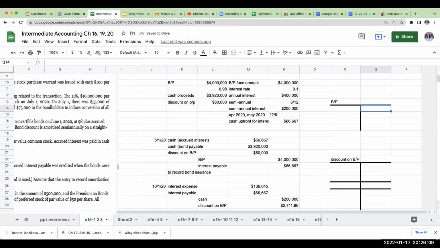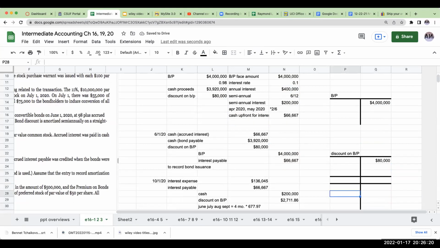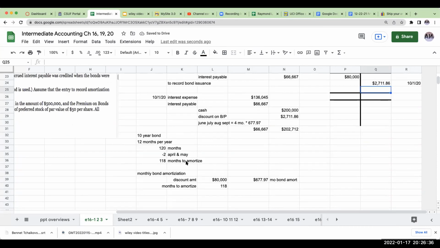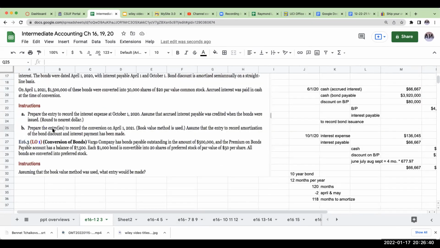Okay. So as we come over here, I'm just going to pause this real quick. Let's see where we are. When we have the bond payable, my face amount over here is 4 million. My initial amount of my discount was over here at 80,000, right? And then over here on October 1st, I actually did it on the wrong side. That would be for a premium, but my discount over here is 80. And then over here on 10/1/20, the amount I'm amortizing my discount by is going to be $2,711.86.